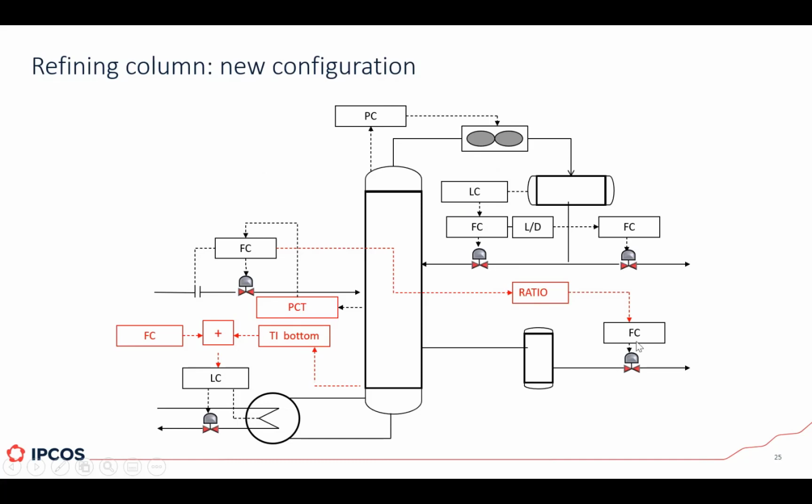Instead of controlling the side stream flow with a temperature controller, the side stream flow was configured as a ratio controller with the feed. Basically, saying that if the feed goes up or down, then so does the side flow, and that helped enormously to keep the specification in the column, because it meant that you were always trying to extract the amount that you needed.